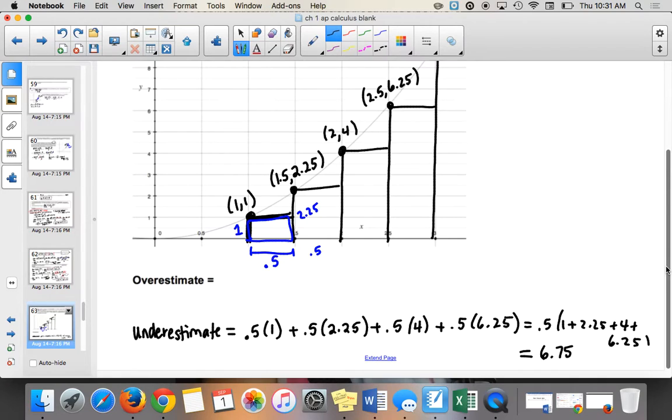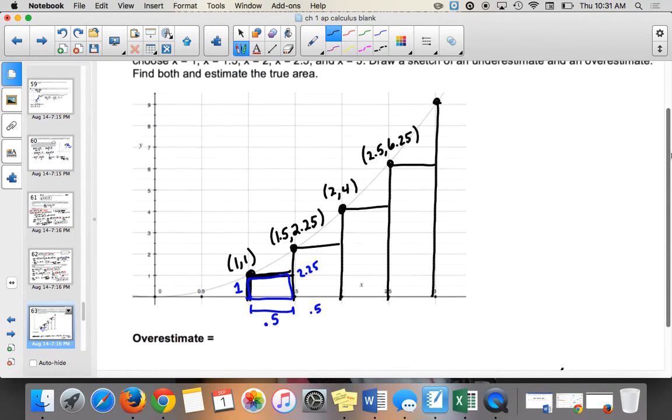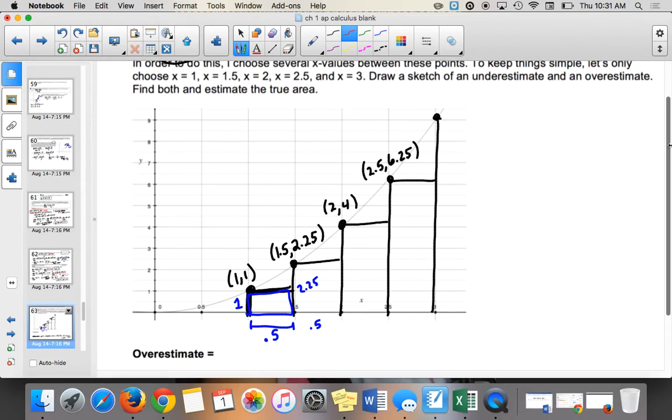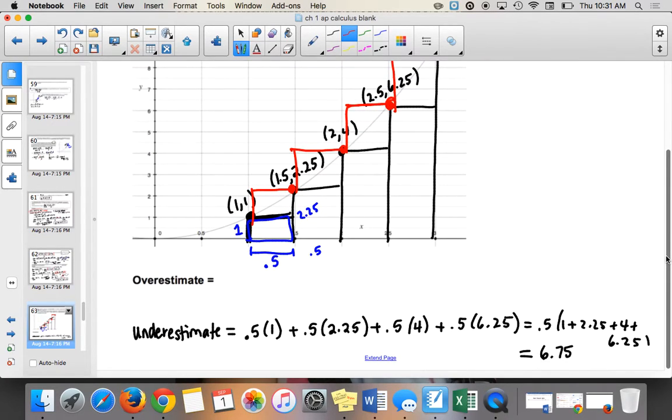Now our overestimate. Let's think about how to do that, and I'll show it in a different color. For an overestimate, we want to cover the entire curve. We want to go over it. So instead, I'm going to use what we call right-hand endpoints. Do you guys see why I would call it a right-hand endpoint? Because the rectangle is along the curve on the right side. We use the point on the right and then we go straight over. So these are right-hand endpoints. The underestimate used left-hand endpoints.